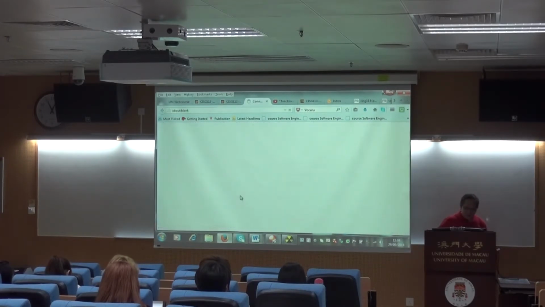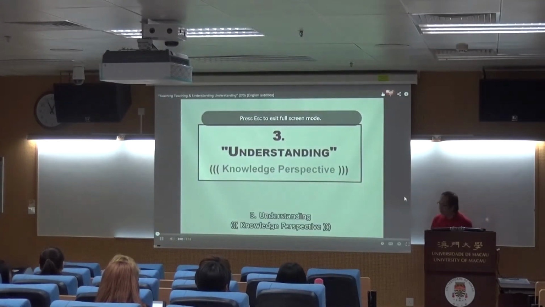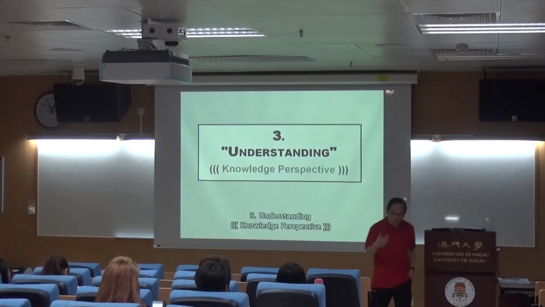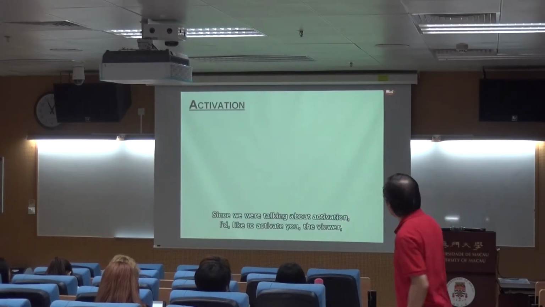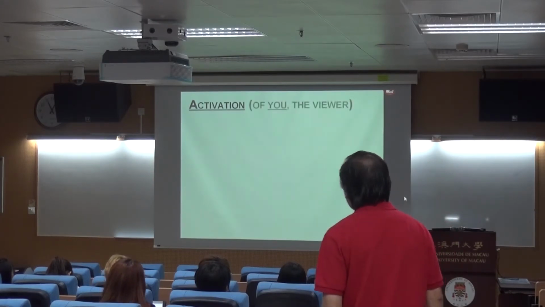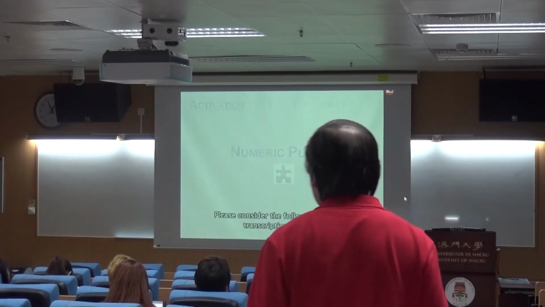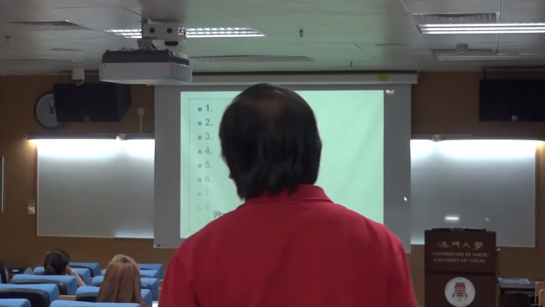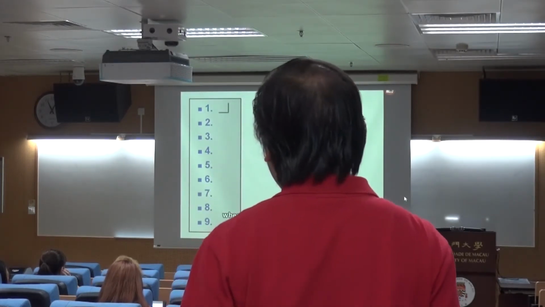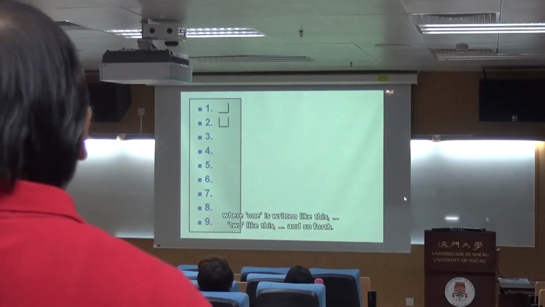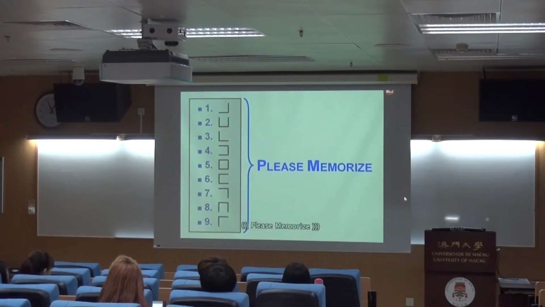So let's go for the second episode. The first is the learning perspective. Since we were talking about activation, I'd like to activate you, the viewer, using the following puzzle. Please consider the following numeric transcription system, where 1 is written like this, 2 like this, and so forth. I'll give you 10 seconds. Okay, 10 seconds.